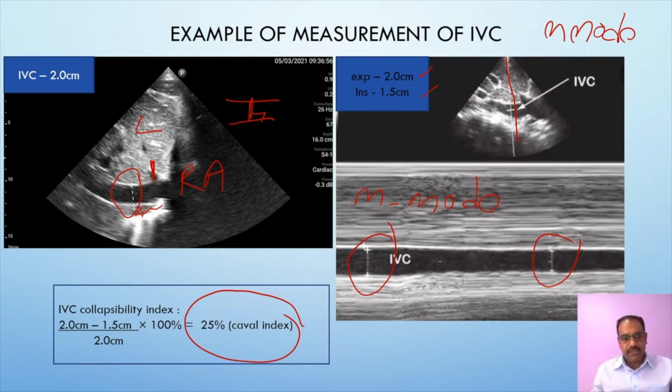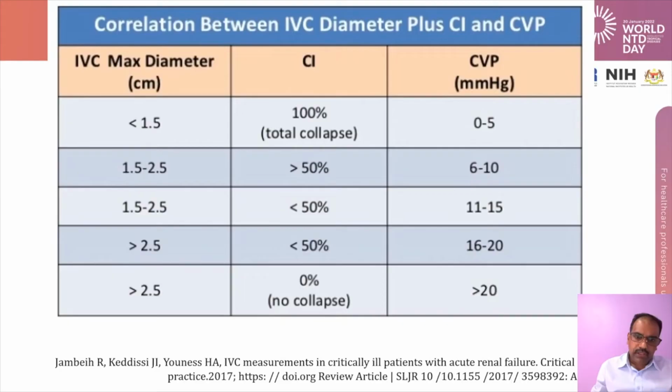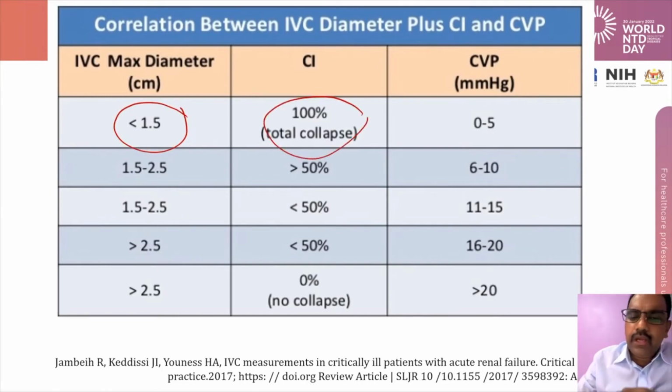Why should we measure IVC and why should we measure the collapsibility? There is a lot of data that have shown that the IVC measurement and the collapsibility really correlate with the patient's volume status. So if you have a patient with a very small IVC and it collapses 100%, you can say that patient is really severely under volume.